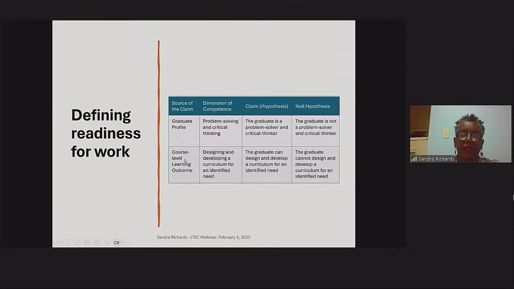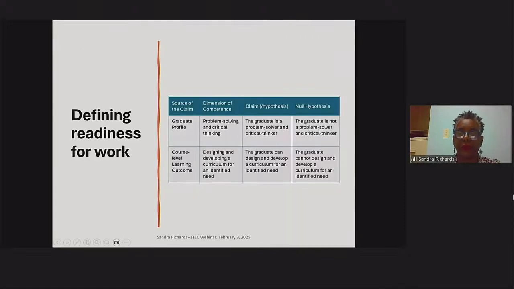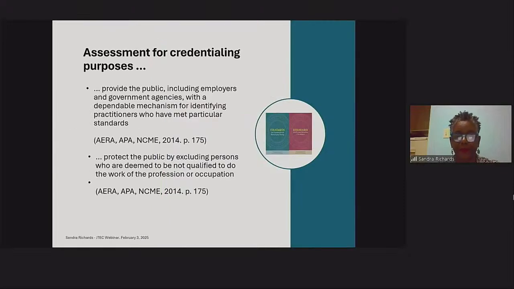Also, in the course and the course level learning outcomes, you will have an objective that says at the end of this course, students should be able to design and develop a curriculum for an identified need, and the same applies. Therefore, another competence that would define the students' readiness for work would be, can they design and develop a curriculum for an identified need? So the institution would make the claim that this student on graduation has this skill, all right? And in that way, in the quality assurance process, these claims become the hypothesis to be tested to ensure that the test measures what it says it measures.